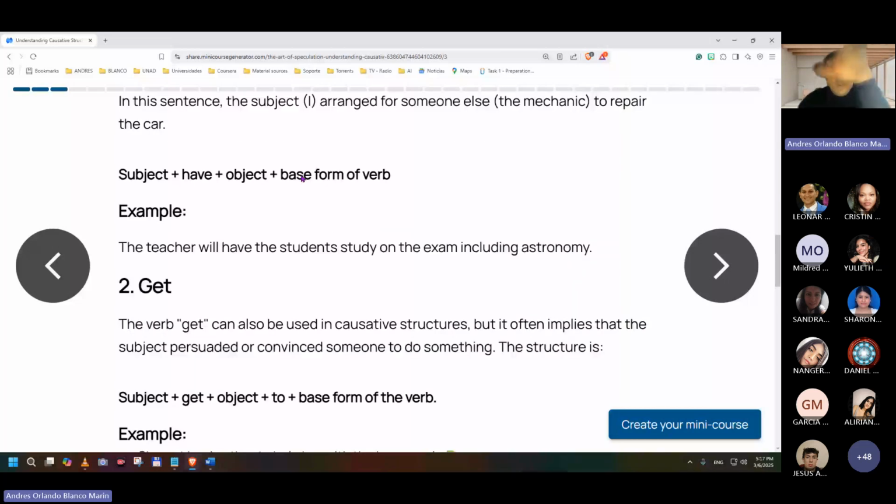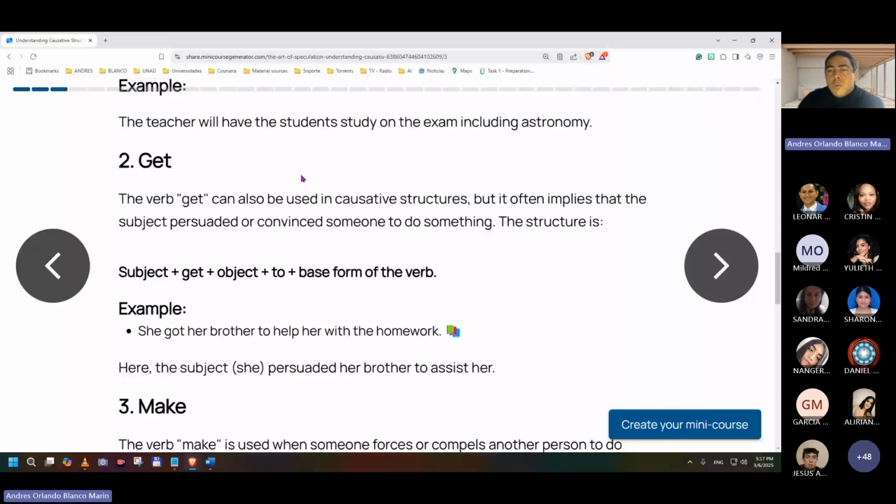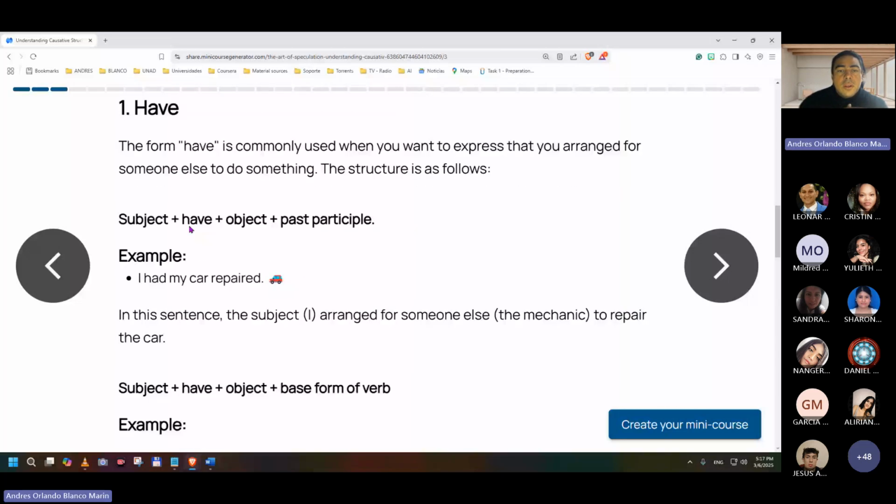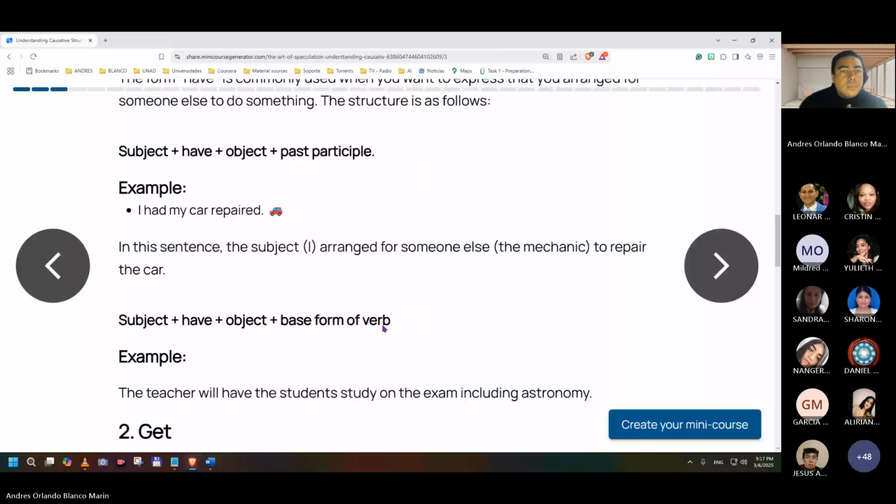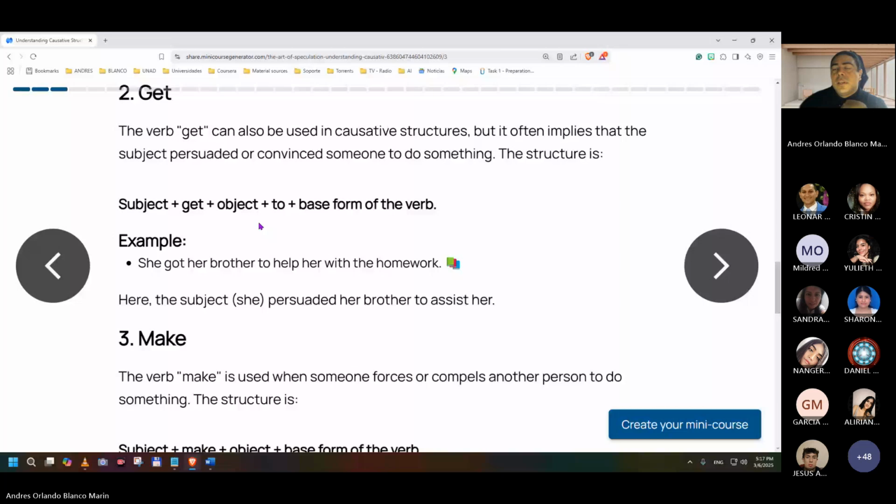Now, I'm going to give you more examples of have in a few moments, but I'm going to talk to you about get so you can see the difference. So here, look, past participle or base form. Get, the verb get is also a causative verb, but implies that you need to persuade or convince someone to do something.